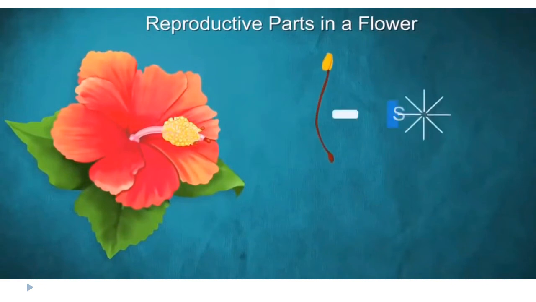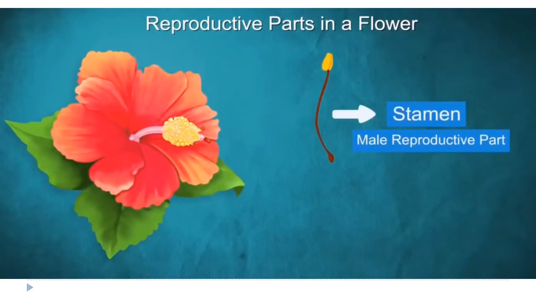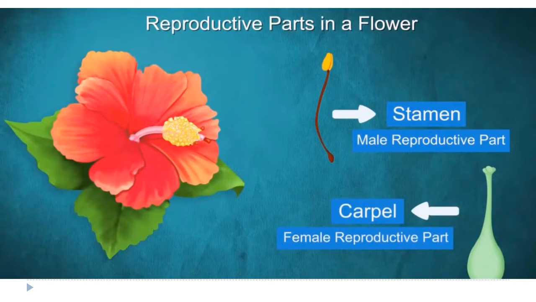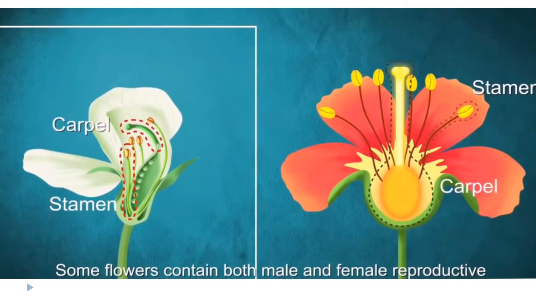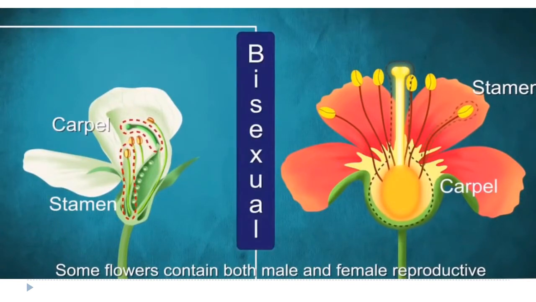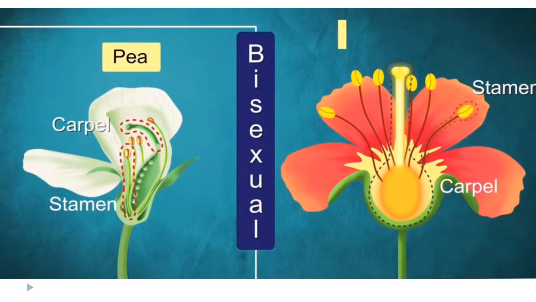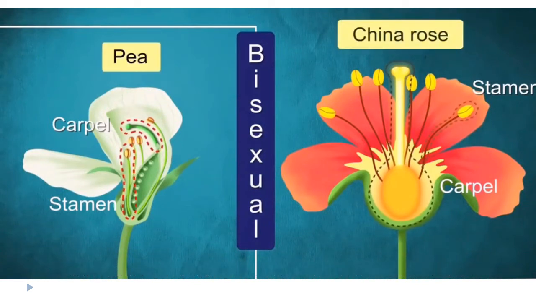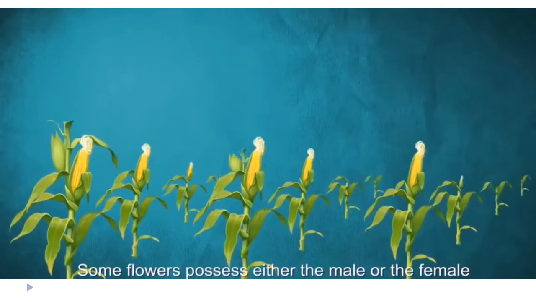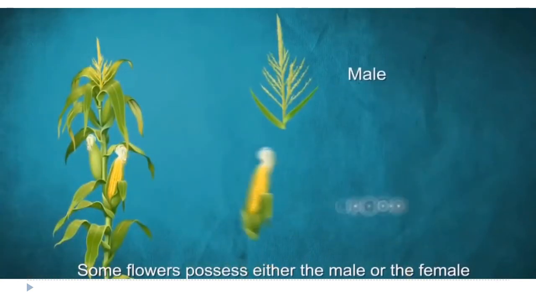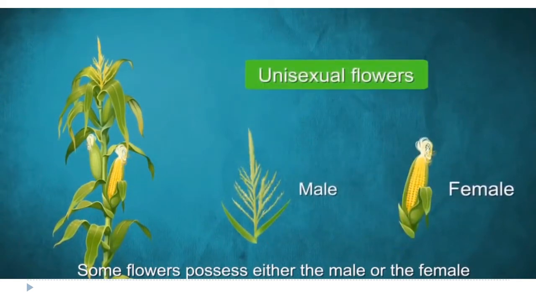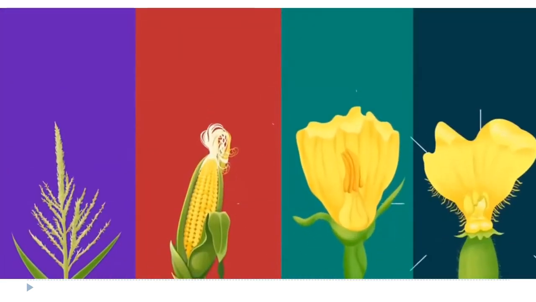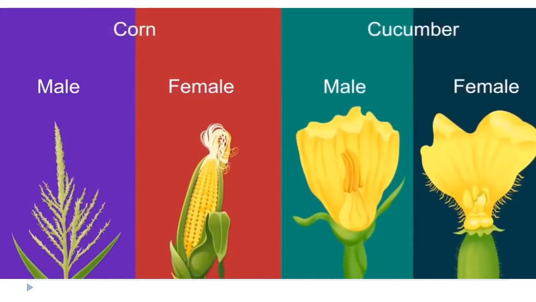Let's learn the parts of the flower and pollination through this animation video. In the flower, stamen is the male reproductive part, while carpel is the female reproductive part. Some flowers contain both male and female reproductive parts. Such flowers are called bisexual flowers. For example, pea, China rose, etc. On the other hand, some flowers possess either the male or the female reproductive parts. Such flowers are called unisexual flowers. For example, corn, cucumber, etc.